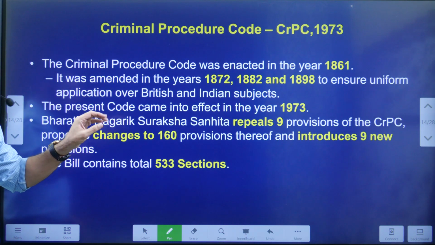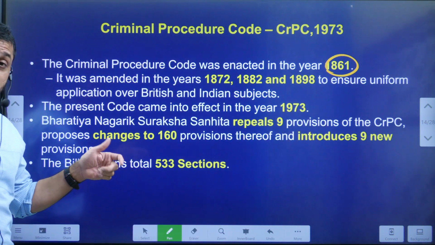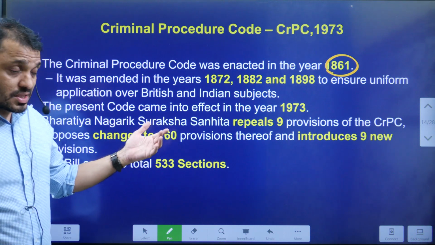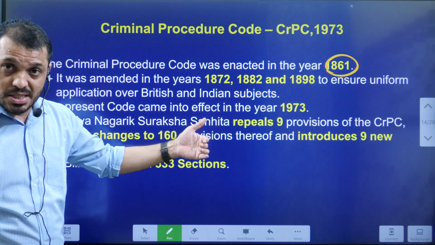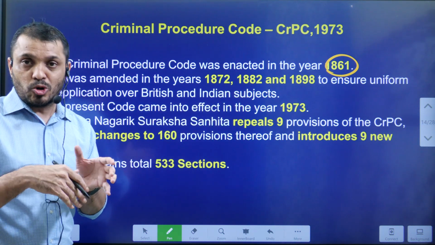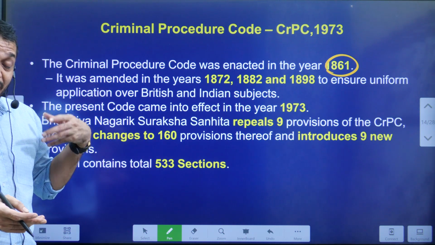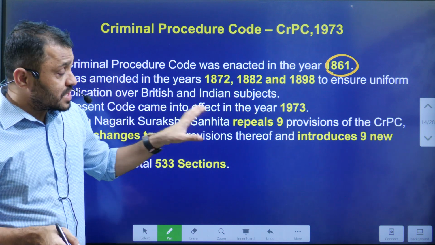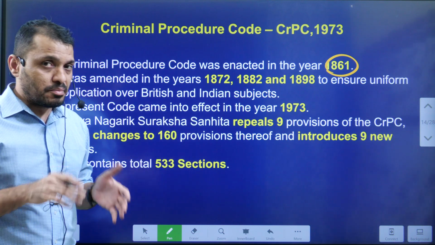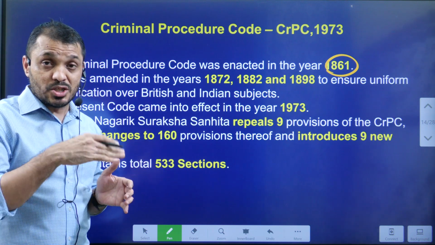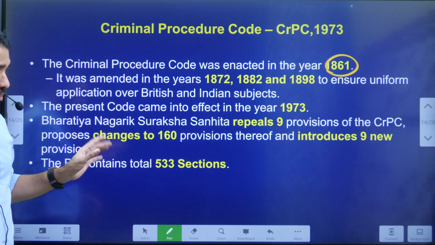Next, CrPC. For the first time, the CrPC was enacted in 1861. Later, it was subjected to amendments in 1872, 1882, and 1898. Later, we got independence. Even though in principle it was closely related to the Britishers, we completely overhauled it and brought a new CrPC in 1973. Still, because it has some British penal provisions and does not reflect Indian society, now we are replacing it with the new law.